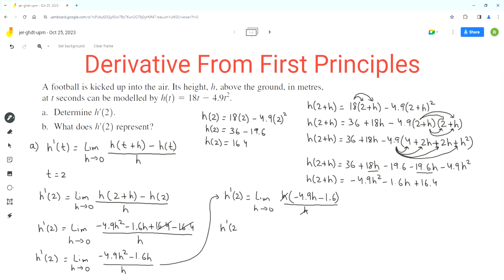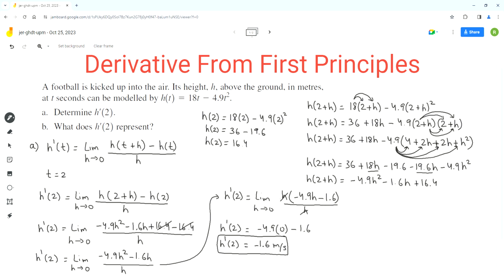So h'(2) equals negative 4.9 times 0 minus 1.6. So h'(2) is equal to negative 1.6, because negative 4.9 times 0 is 0. And the unit here will be meters per second, because that's the rate at which the height is changing. So this should be the final answer for part A.